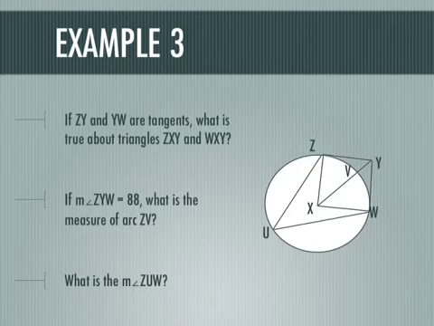Okay. If ZY and YW are tangents, what is true about those triangles? Oh, they're equal. Okay. Bryce has a theory that this triangle ZXY and this triangle WXY are equal. And I'm sure by that he means congruent. Yes. Let's see if we can prove that. Tell me something I know about those triangles. Angle Z and angle W are both 90 degrees. Okay. So Z and W both 90s. Good.